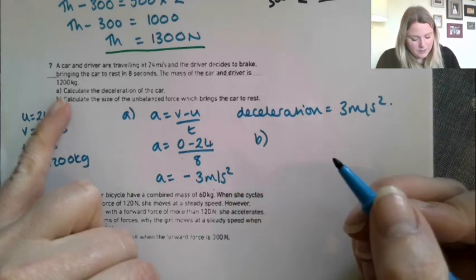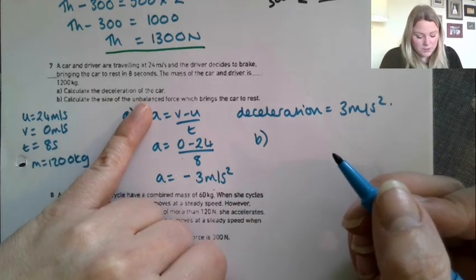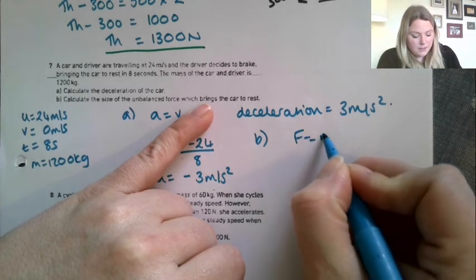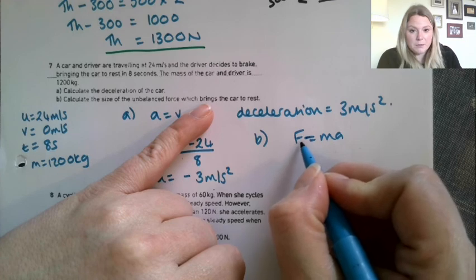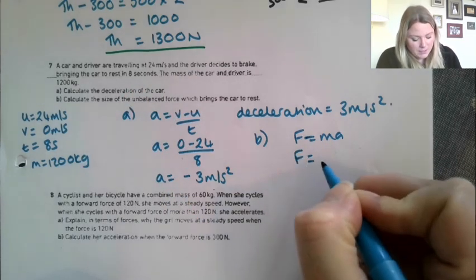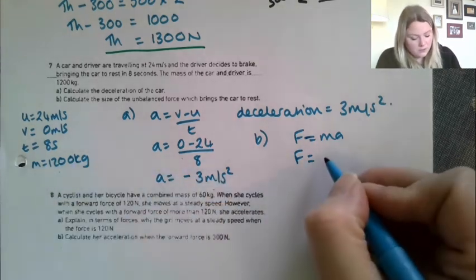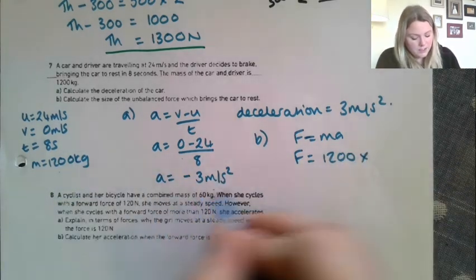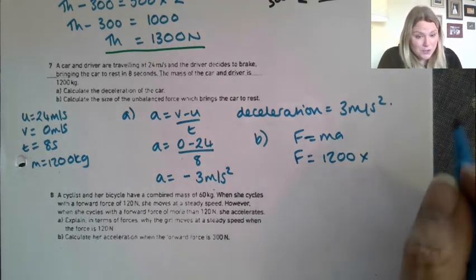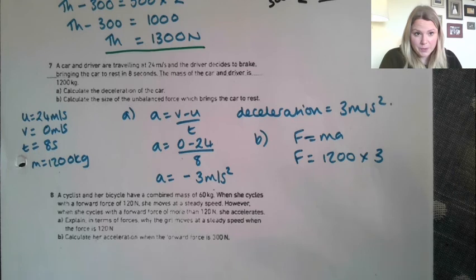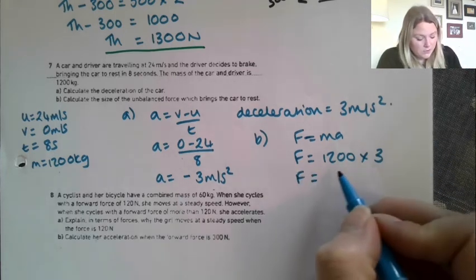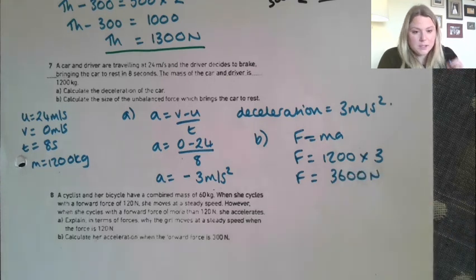Part B, calculate the size of the unbalanced force which brings the car to rest. So that's going to be the F from F equals ma. The unbalanced force is just the resultant force. So the mass we have over here, 1,200. Acceleration. Now, a couple of people asked me about this. I would just put my acceleration in here as 3, okay? Some people put in minus 3. Right, so that gets me 3,600 newtons.